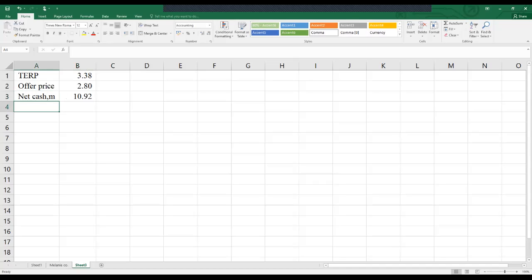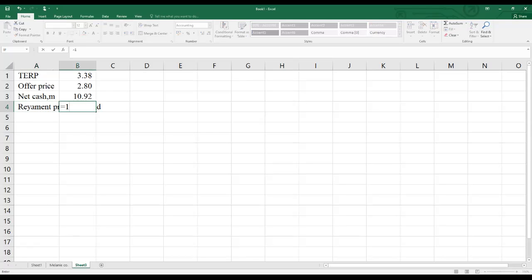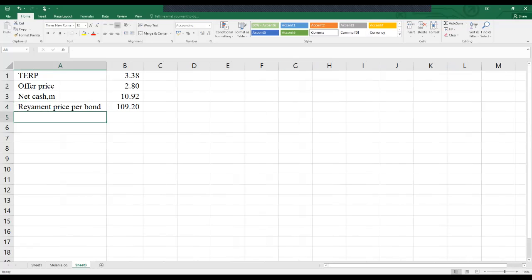The next thing is that you're going to use this money to pay off the debt holders. How much do you pay per bond? The amount you pay per bond is a 5% premium over the current market value. We call it the repayment price per bond. It will be 1.05 times the current market value of 104, so you pay 109.2 per bond. This is the repayment.